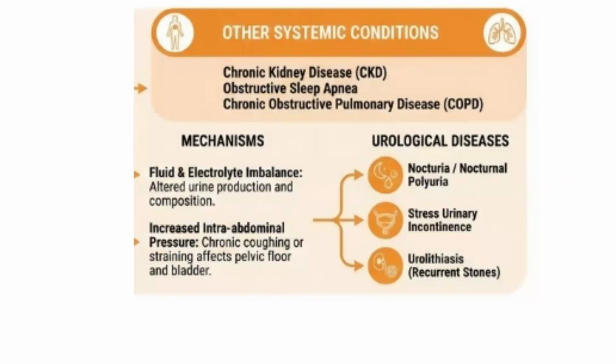Other systemic conditions to be considered are CKD, OSA, and chronic obstructive pulmonary disease. All these alter the physiology in a way that the fluid electrolyte balance is disturbed and the intra-abdominal pressure is increased. So this leads to nocturia, nocturnal polyuria, stress incontinence, and urolithiasis.